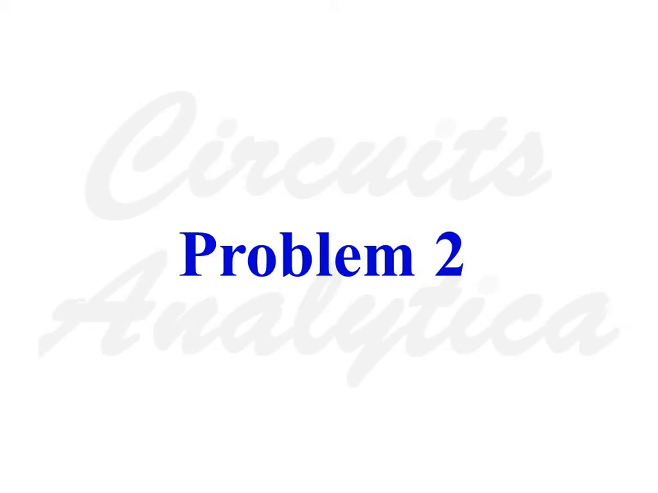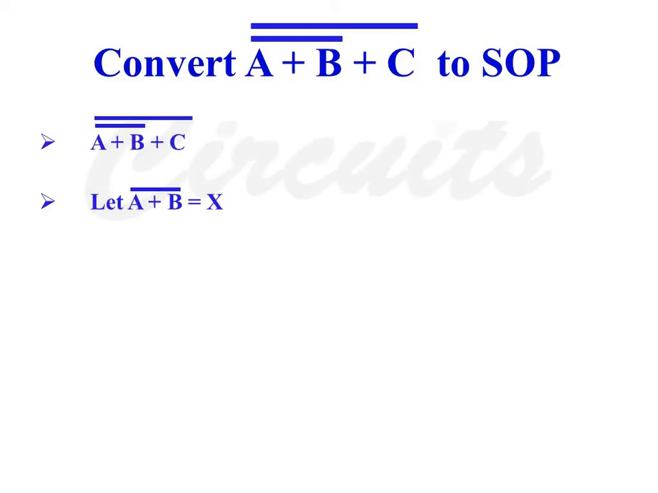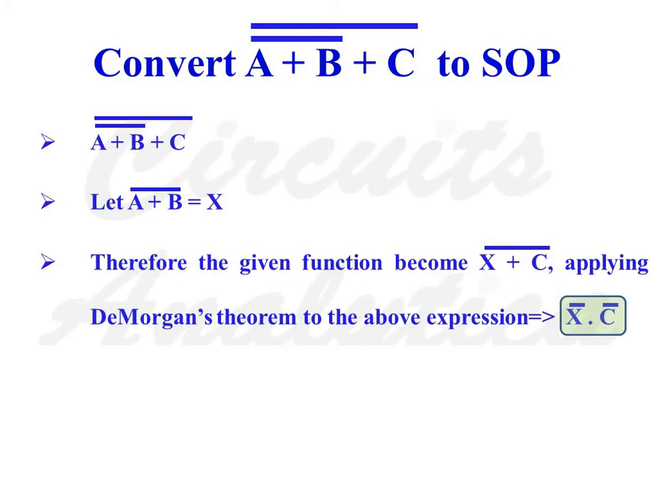Second problem. Convert (a + b bar + c) the whole bar to sum of the product expression. The given expression is (a + b bar + c) the whole bar. Let a + b bar be equal to x. Therefore, the given function becomes (x + c) the whole bar.